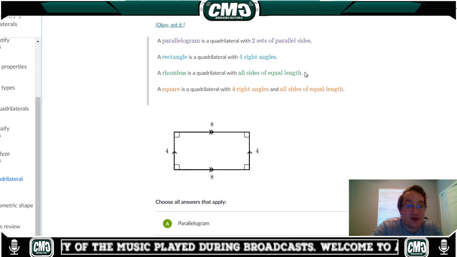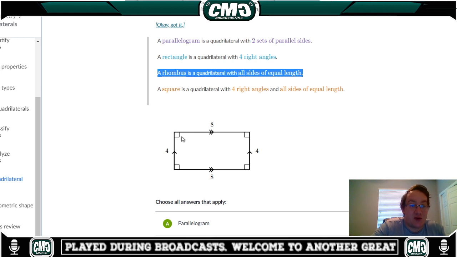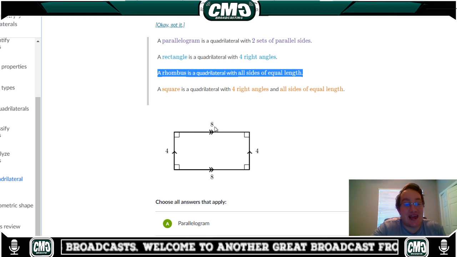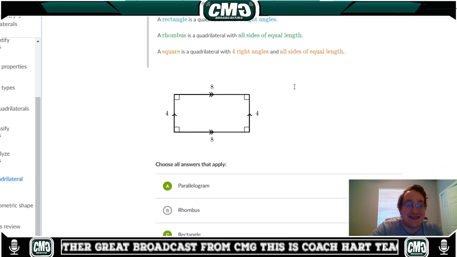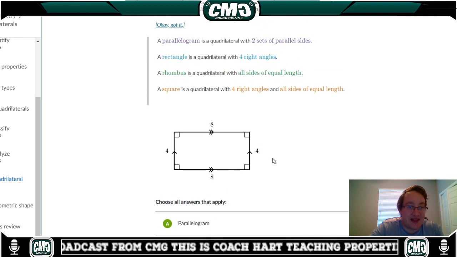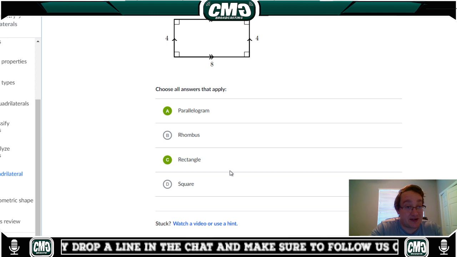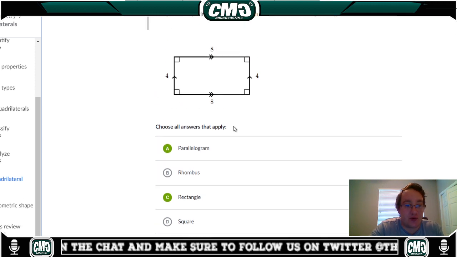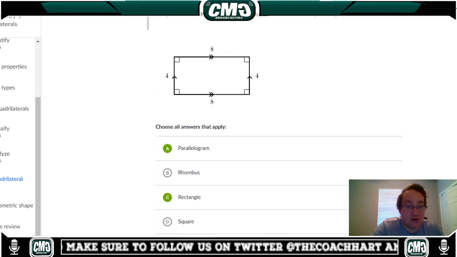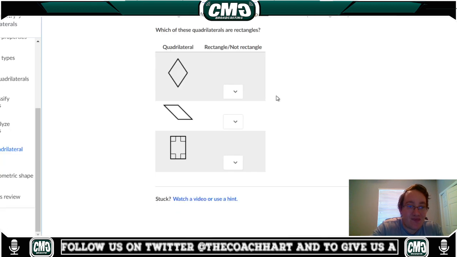If we go to rhombus, a rhombus has all sides of equal length. If we look at this, it is 8, 4, 8, and 4. Those are not all the same length, so it's not a rhombus. We're not going to highlight that. And then the square would be the combination of all those. Since the sides are not equal, it does have 4 right angles, but it has to have that and the sides of equal length. So it doesn't, so we'll continue through here, and that would just be those 2 answers.